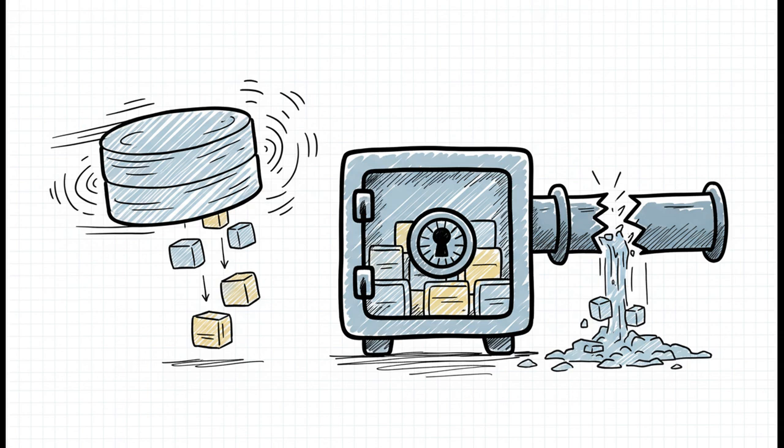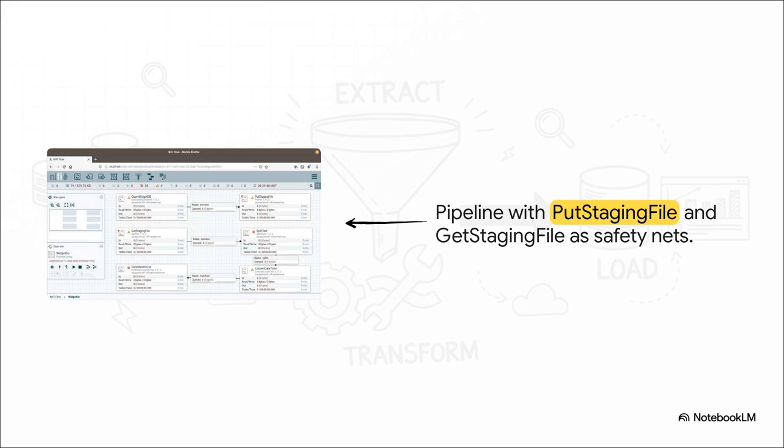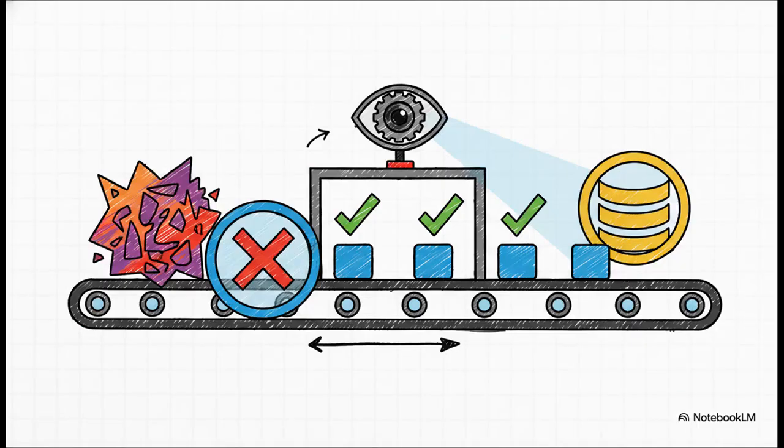Staging means we temporarily save the raw extracted data into a file before we do absolutely anything else to it. In a modern pipeline architecture, you'll see specific steps added just for this. Put staging file and get staging file. These act as your critical safety nets. By staging the data to a file immediately after extraction, engineers can safely debug any downstream transformation errors without ever losing the original raw extract. You just pick up right where you left off. It's a real lifesaver.